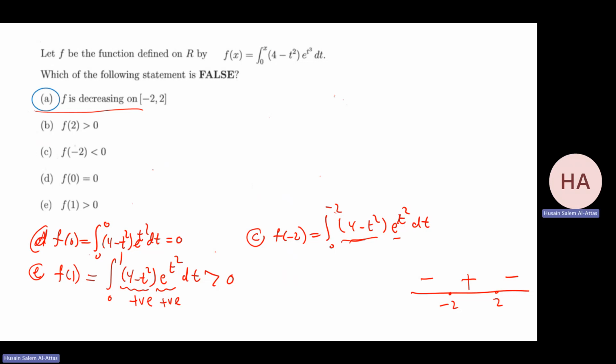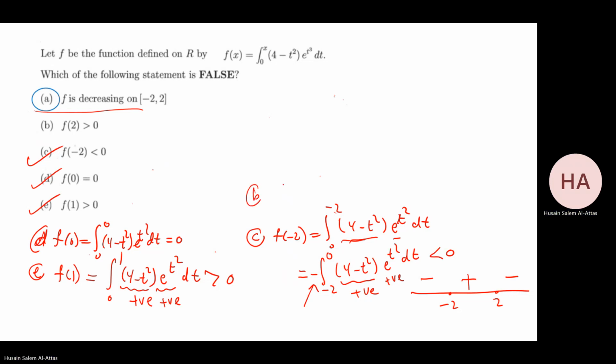Yes. Be careful here. This is from 0 to minus 2. So I take a minus sign from minus 2 to 0. 4 minus t squared e to the t squared dt. Between this interval from minus 2 to 0, that will be positive. And that positive. But this has a minus sign, so this is negative. So this is correct. This is correct. This is correct. F of 2.